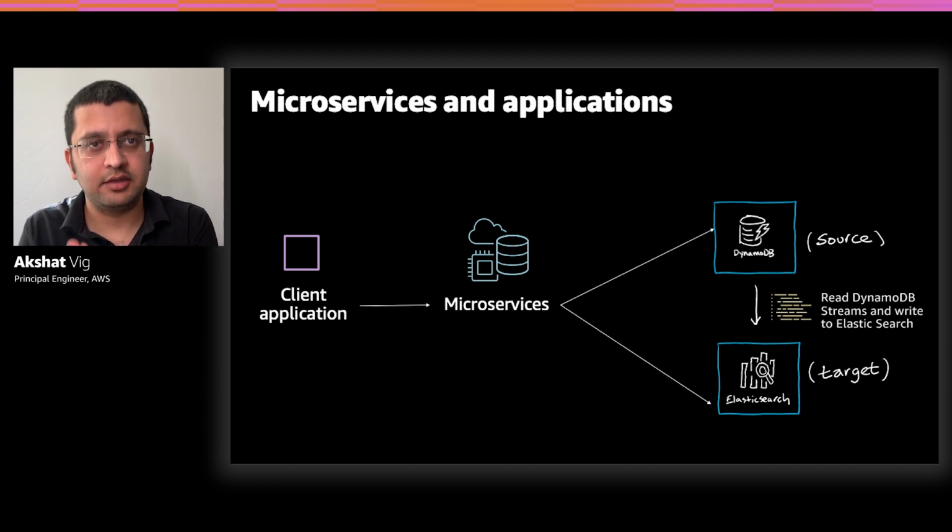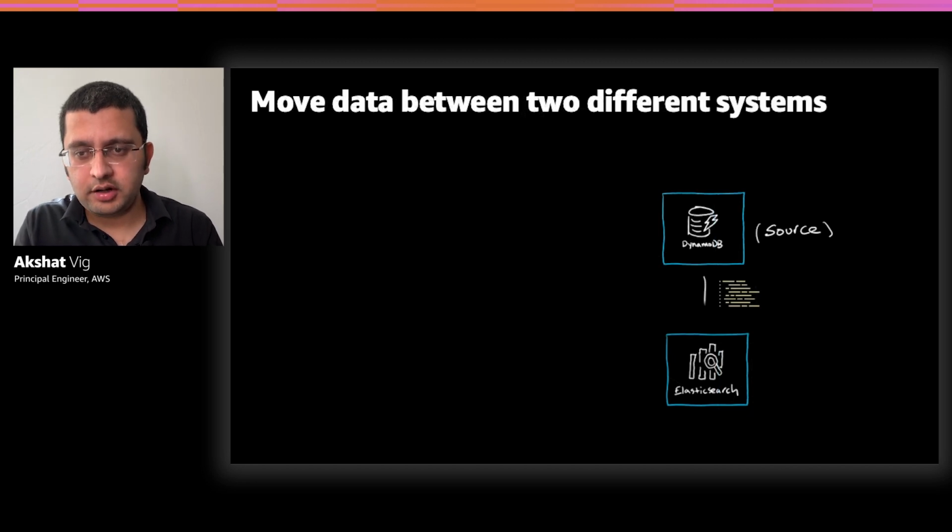I have my client application talking to a microservice, and that microservice behind the scenes is talking to DynamoDB for doing order of one lookups from the product catalog, and for any of the free-form text search, the microservice would be using Elasticsearch. Now, your product catalog is actually loaded in DynamoDB, right?